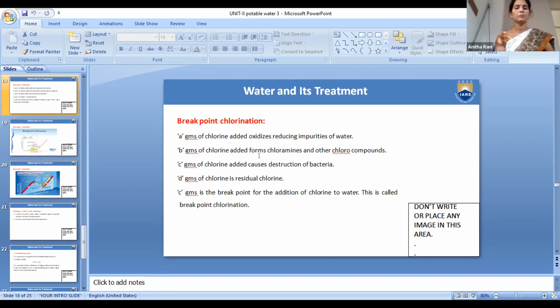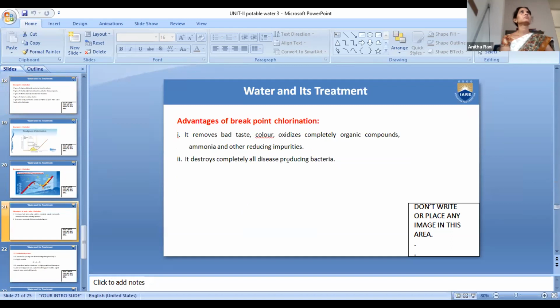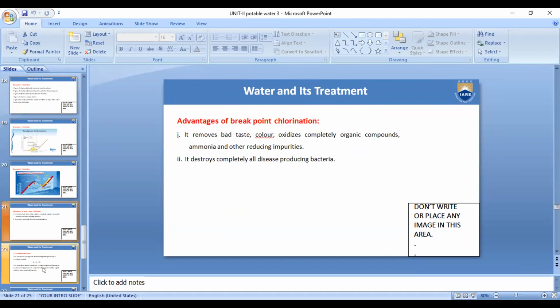Okay. So with the help of breakpoint chlorination, what can we know now? What is the advantage? What is the advantage with breakpoint chlorination? We can avoid bad taste, bad odor or color. We can remove the bad taste, bad odor or color completely by oxidation. We can remove all impurities present in water and all bacteria present in water. Yes or no? Yes, ma'am. Okay, so this is about chlorination.